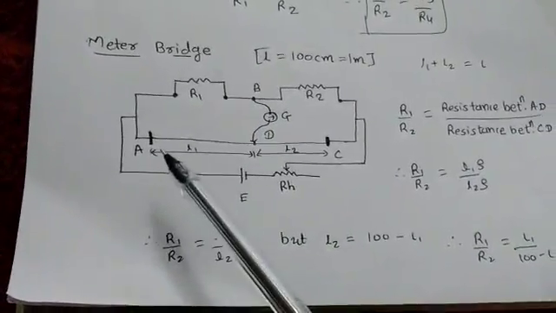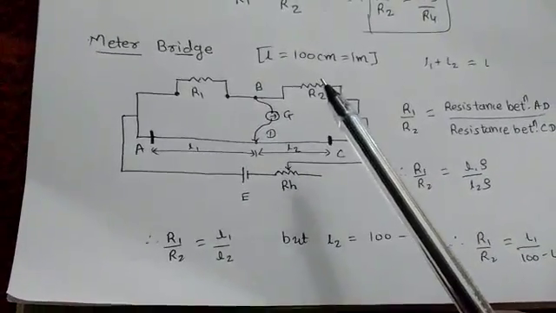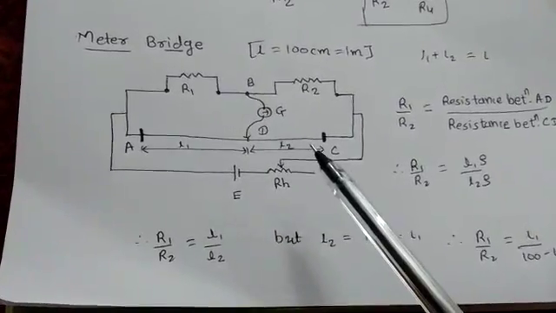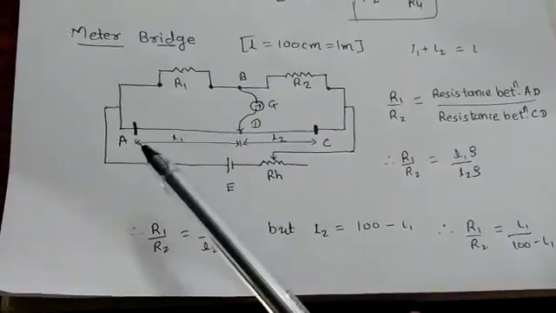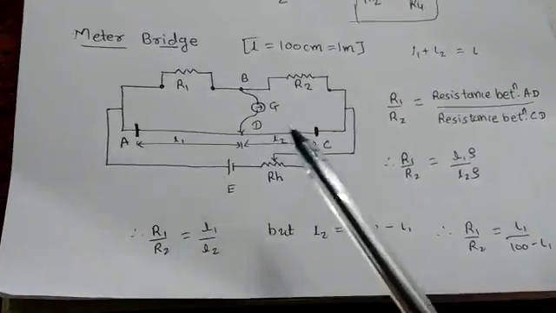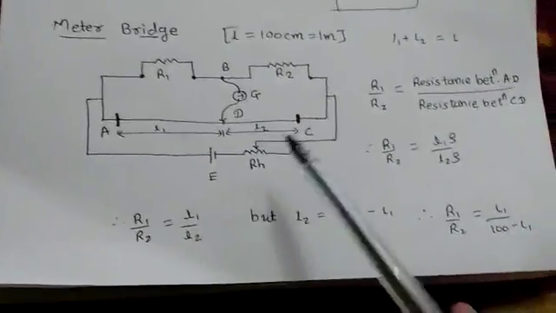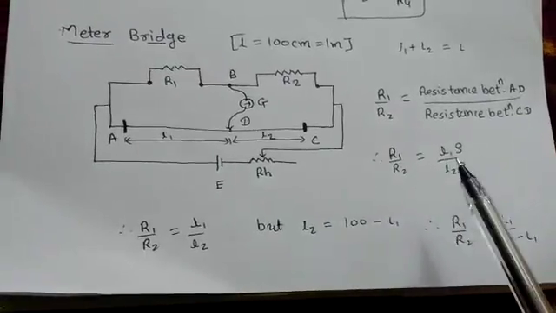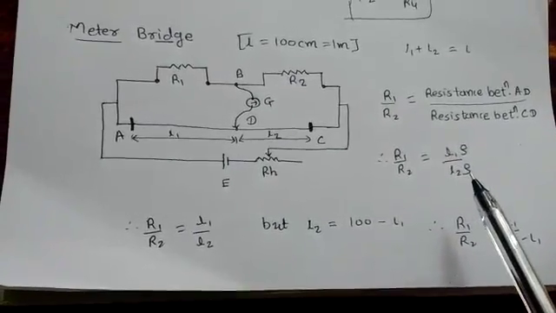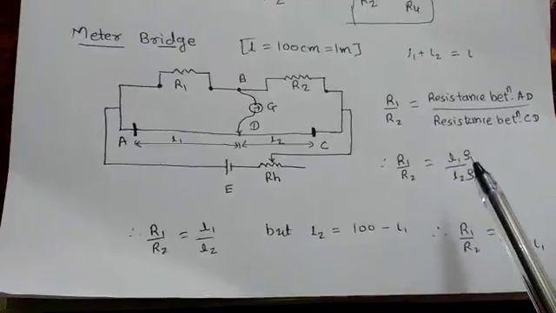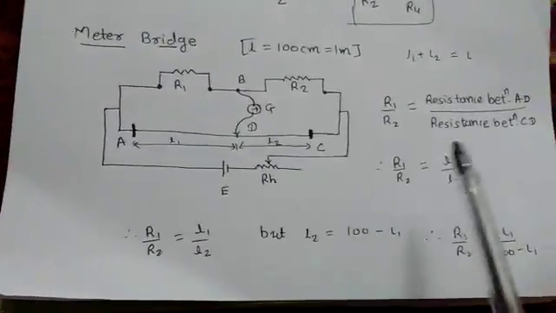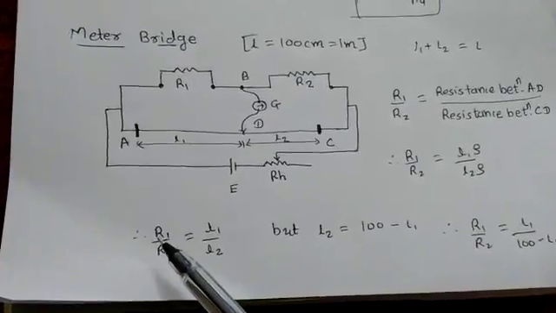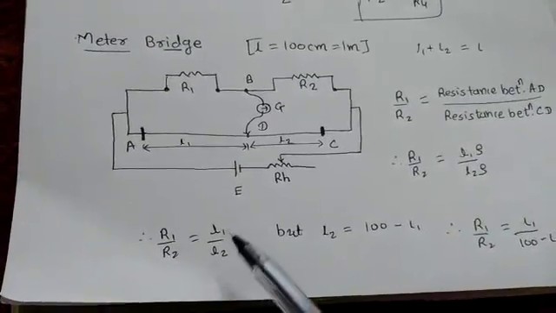R1 by the length of AD is equal to R2 by the length of CD. We know that the first one, AD, has a length of L1 and CD has a length of L2. So we can say that R1 by R2 is equal to rho L1 upon rho L2. Rho is called the resistivity of the wire and that is going to be constant throughout the wire.